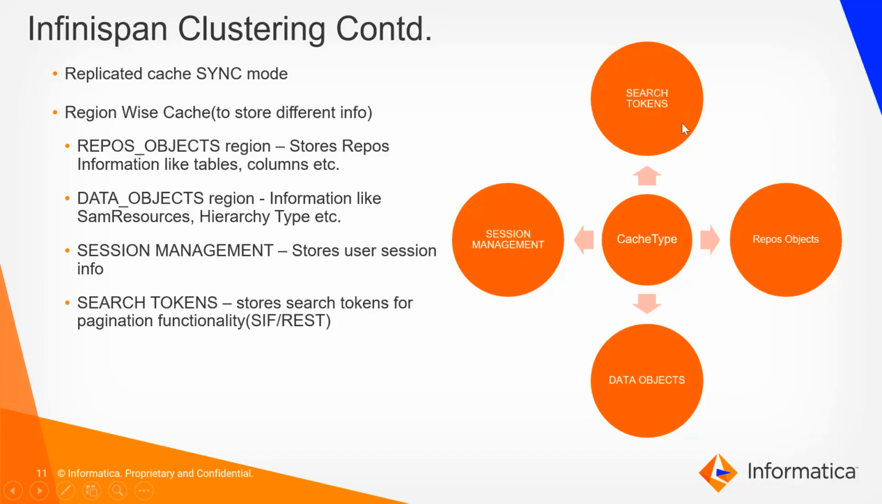For the tokens, for the SIF calls and the REST calls, to ensure the pagination functionality works, we have the search token cache type. Like that, we have some other internal cache types as well, right? So these are the reasons why we use cache, to store different information. This search token and the session management are the runtime information which is present, and these repos objects and the data objects are the metadata information. We use by default the replicated cache in sync mode, which means all the changes which are done in one node will be replicated to the other node synchronously.